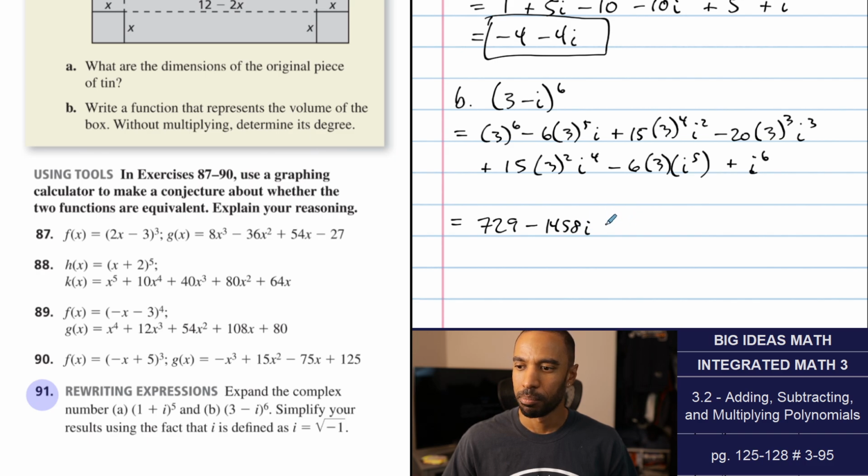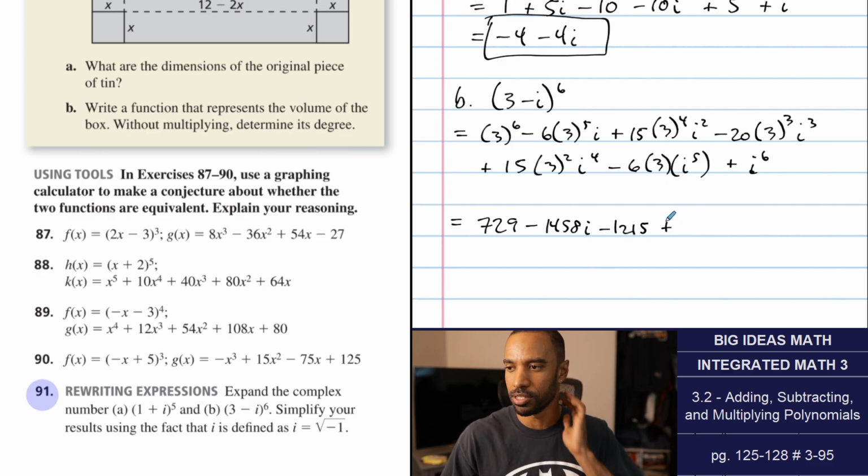1458i plus, oh, i squared is -1, right? So i squared is -1. I just need to know 15 times 3 to the 4th. Probably a number we've seen. 1215, I believe so. Minus 1215. Remember, i squared is -1. So minus 1215. i cubed is -i, so this will now become a plus.